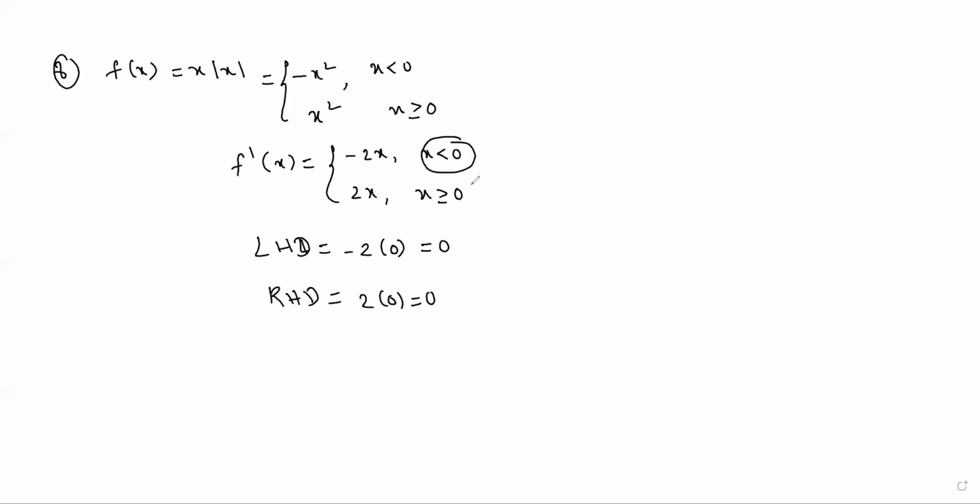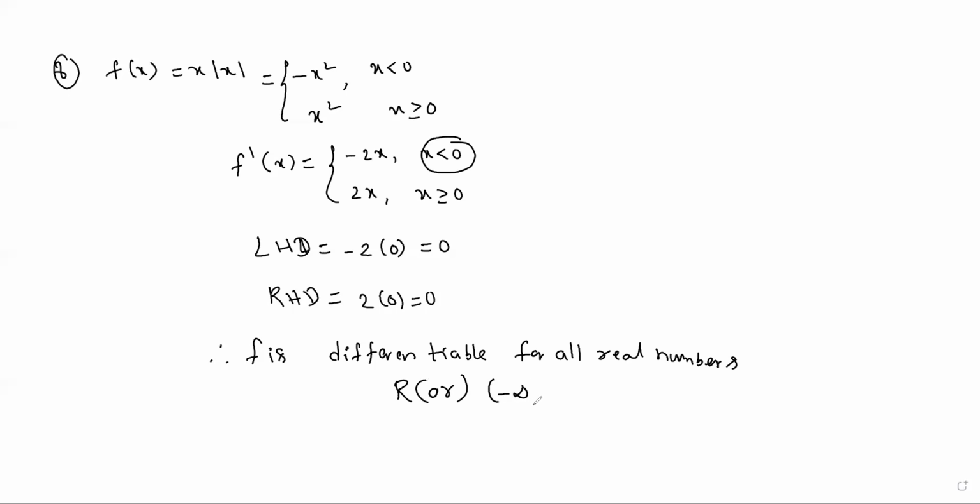Clearly, at the point of definition, it is differentiable. At the remaining values also it is clearly differentiable. At 0, and at all remaining points, it is clearly differentiable. Therefore, f is differentiable for all real numbers. For every real number, it will be differentiable. Real numbers means we can take capital R, or we can take the open interval minus infinity to plus infinity. That's why option A is the correct one.